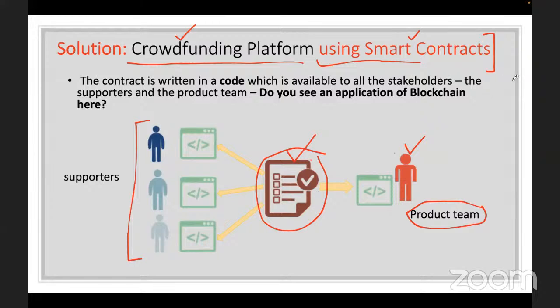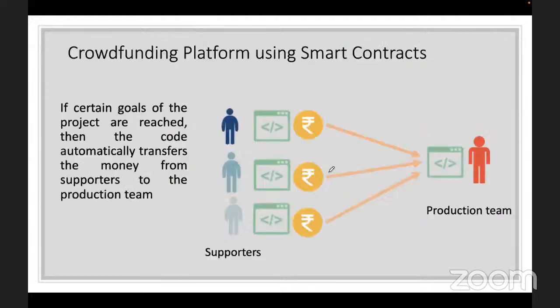See this example very carefully and then tell me, have you seen any application of blockchain here? Yes or no? The answer is yes. There is application of blockchain. Why? Because this contract is never stored on a single platform. Every individual has a copy of this smart contract. Okay. So now, how is this entire use case executed?